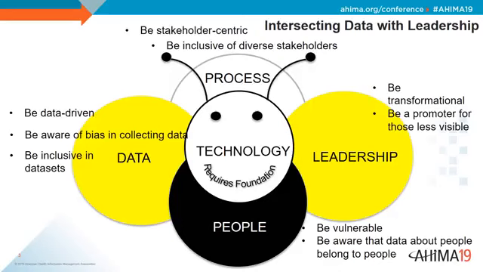And then we have process. We want to be stakeholder-centric and be inclusive of diverse stakeholders, the people that we talk about as part of intersecting data with leadership. We all need to be vulnerable, and we need to be aware that data about people belongs to the people. And then we bring this together with leadership, where we want to be transformational and we want to be a promoter for those less visible. And until we have these pieces in place, we shouldn't even start to think about technology.